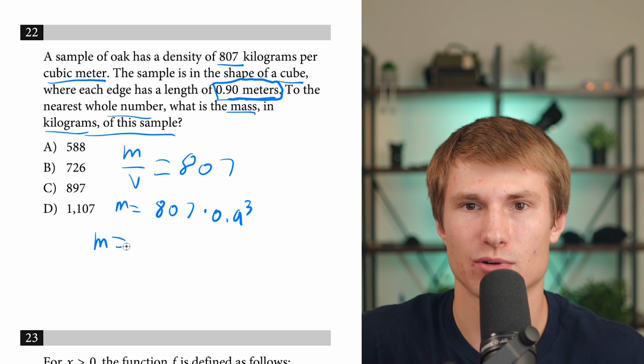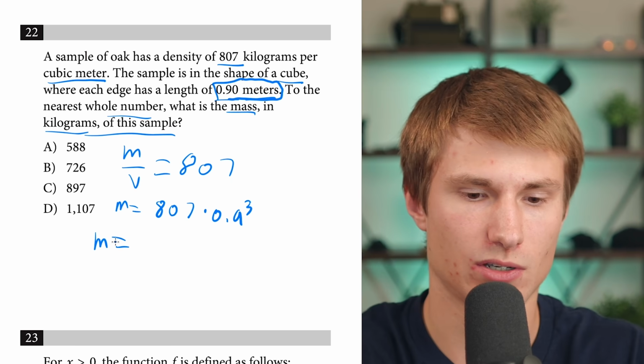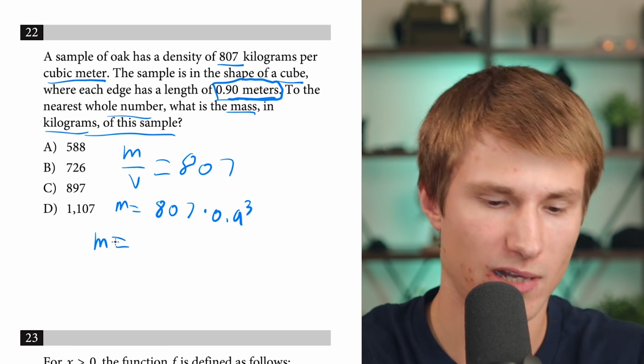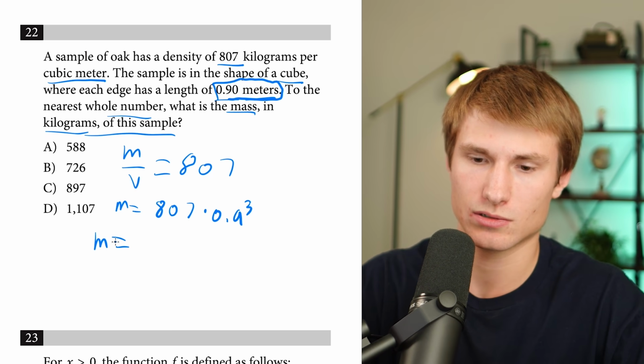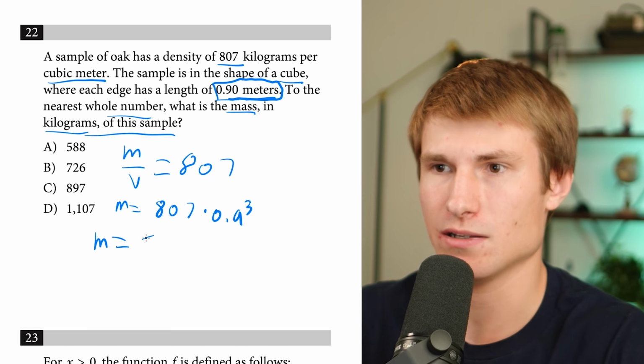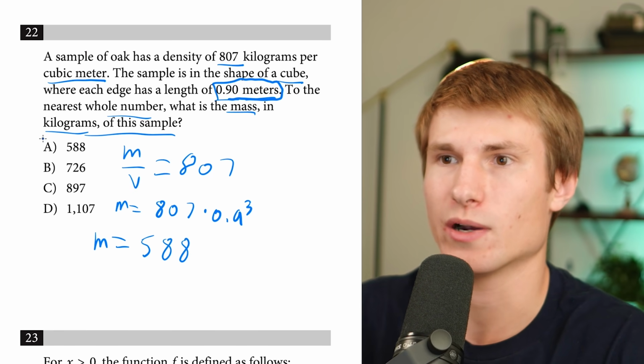Let's go ahead and put it into our calculator and we will get our answer. So we're going to do 807 multiplied by 0.9 cubed, and that'll give us our answer of 588 for the value of our mass. So our answer is answer choice A.